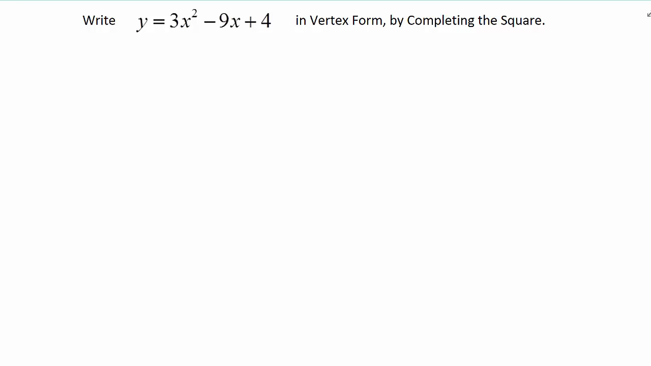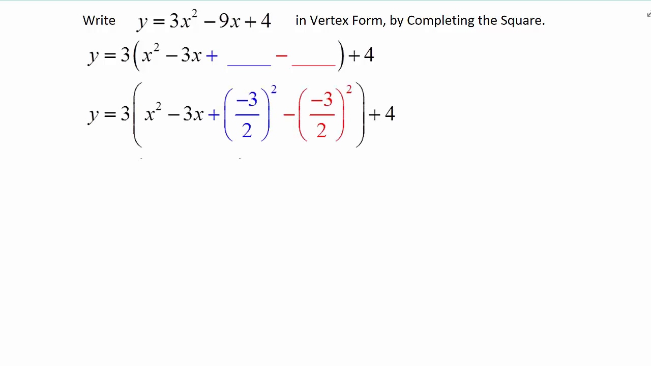Let's start by factoring out the value of 3 from the first 2 terms. This gives me 3 times x squared minus 3x, and I leave the plus 4 outside. I've got 2 blank spaces here because I have to determine what value I need to add in here to complete the square. What we said to do is to take 1/2 of the current x coefficient and square that amount. Half of negative 3 is probably easiest dealt with as negative 3 over 2. And so I've got negative 3 over 2 squared, and I'm going to add that amount and subtract that amount. Of course, negative 3 over 2 squared is just 9 over 4.